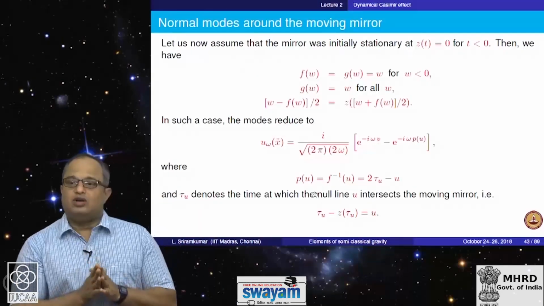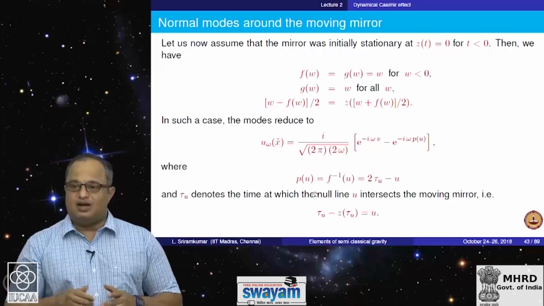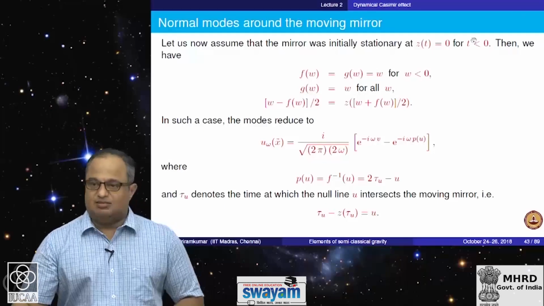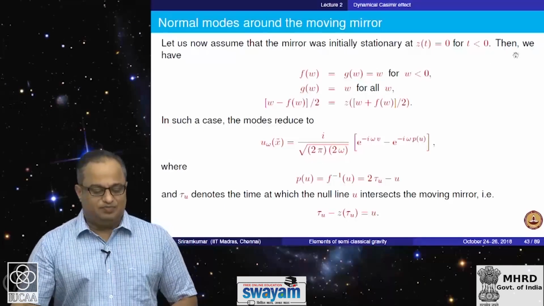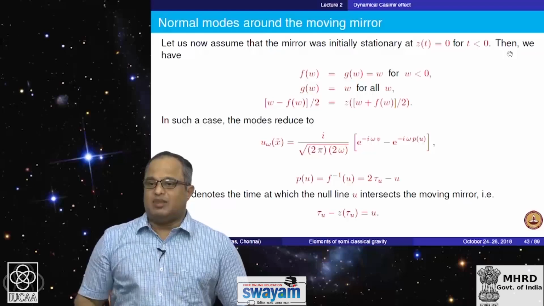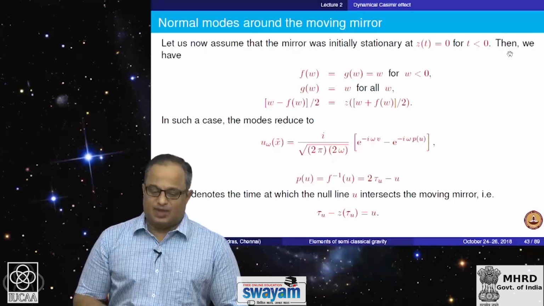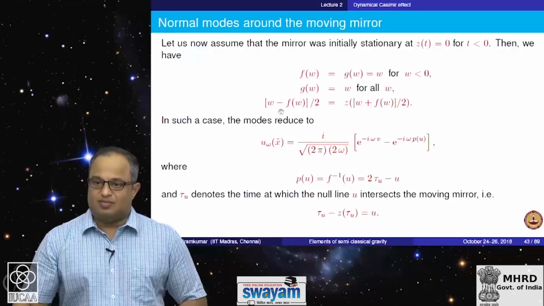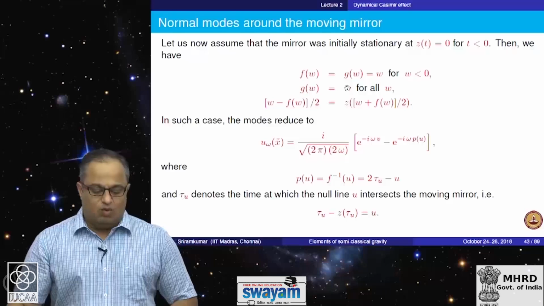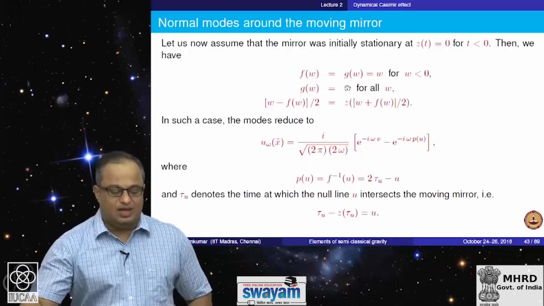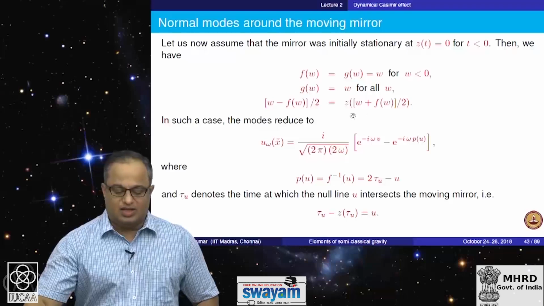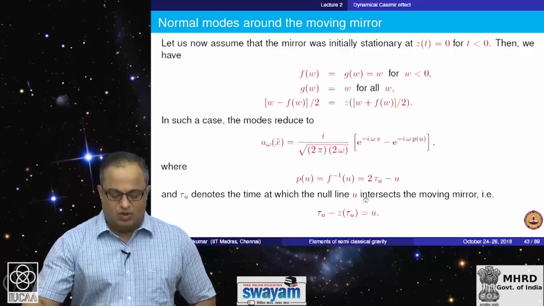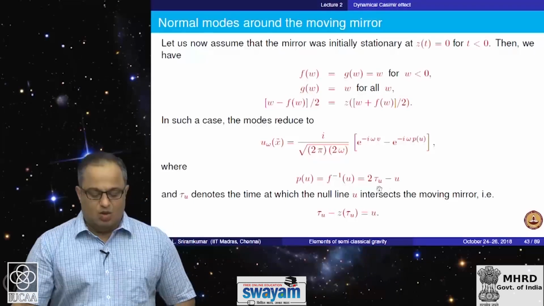So, what we are going to focus on is a mirror trajectory where the mirror is initially static. Let us say it is at rest at x equal to 0 for t less than 0, and then it is moving on some arbitrary trajectory for t greater than 0. And these conditions correspond to the choices of f and g, and what one can show in summary is the following, that the modes are given by this form, where p of u is given by this expression. Notice p of u is 2 tau u minus u. I will explain what tau u is.